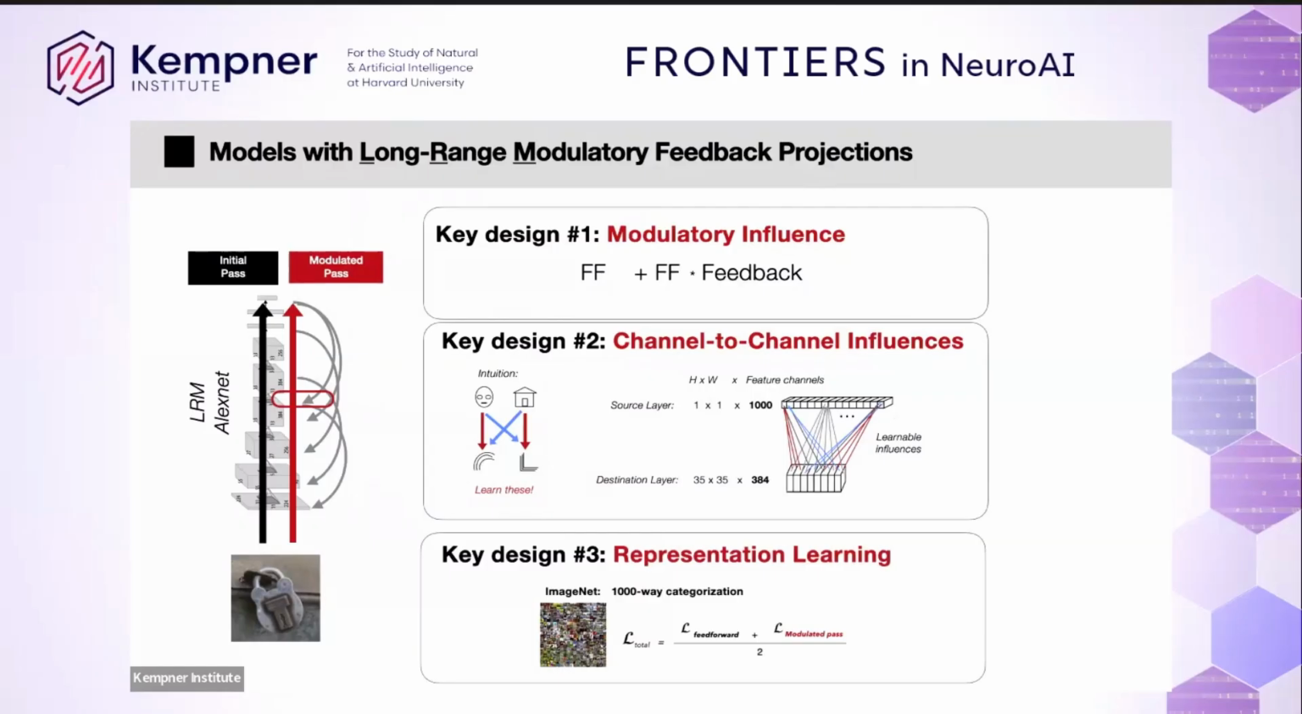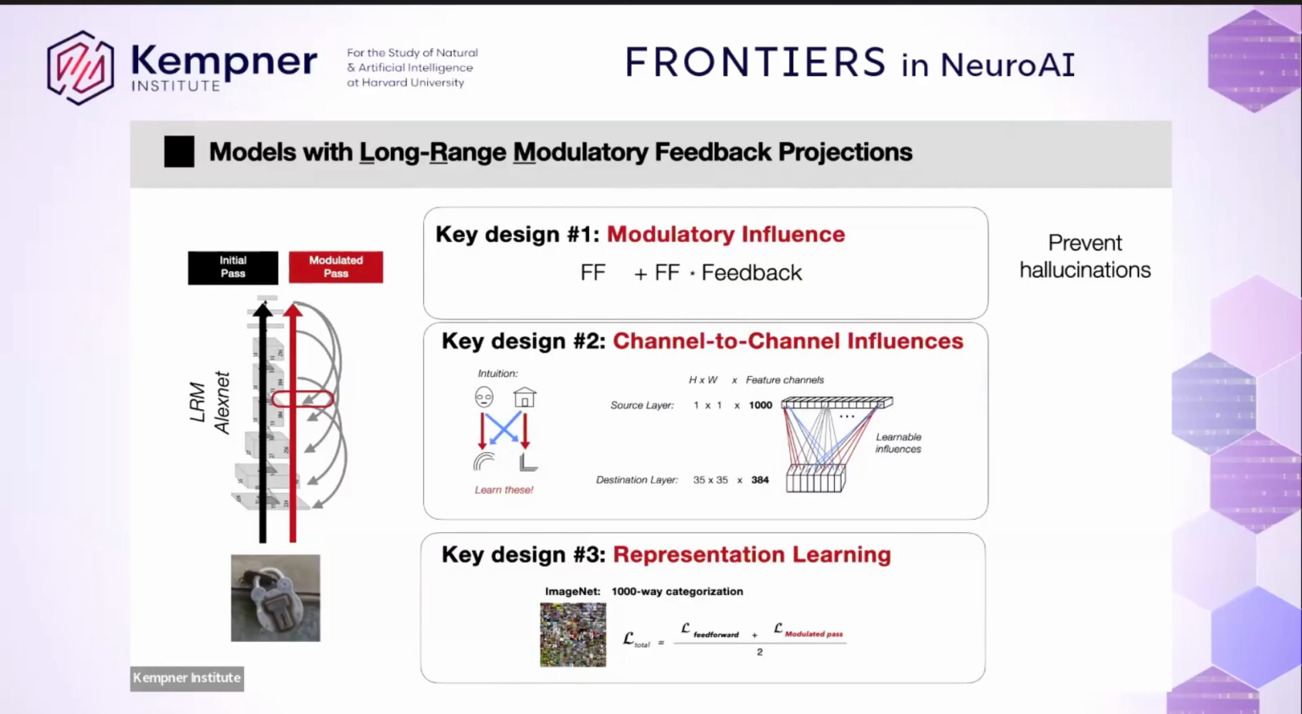Okay, and then the last thing we did that I think is important is we made sure that the representation on the initial forward pass was useful for the task, as was the modulated one. So basically, the model couldn't just have the second modulated pass be the only one that had to be good for the task. And the task in this one was simply just ImageNet classification, but could be any task.